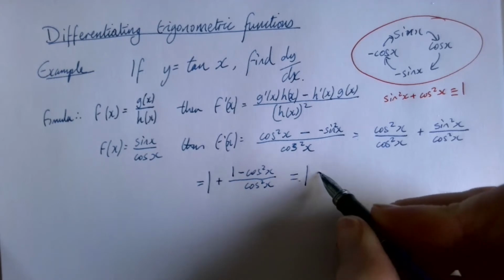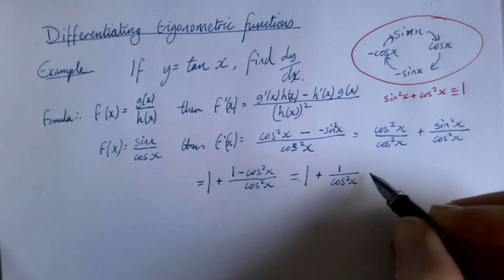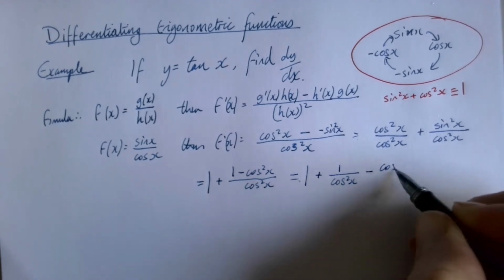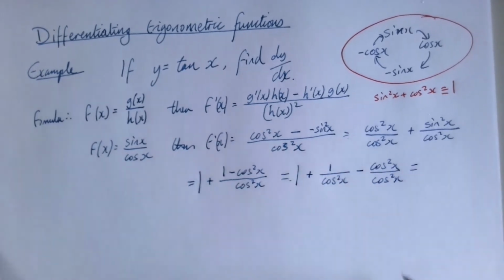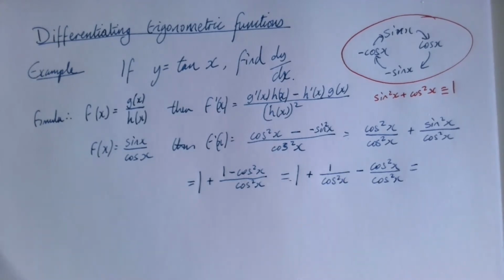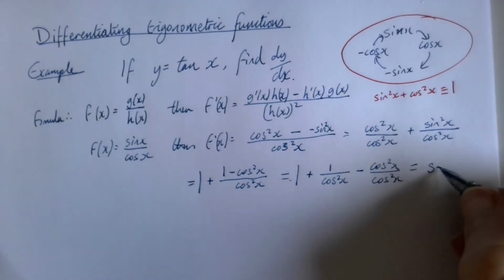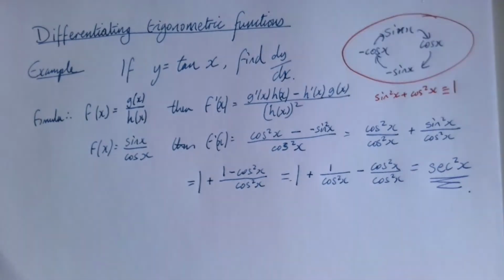Now we're going to do a similar trick here. So we're going to have 1 over cos squared x there, and then that's going to be take cos squared x over cos squared x, and that's all going to clean up to be 1. 1 take 1 is nothing, so we're just left with 1 over cos squared x. And we don't call that 1 over cos squared x, do we? We like to call that sec squared x. So that is the simplest way we can say it. So we have differentiated tan x.